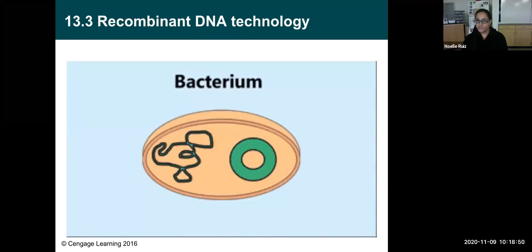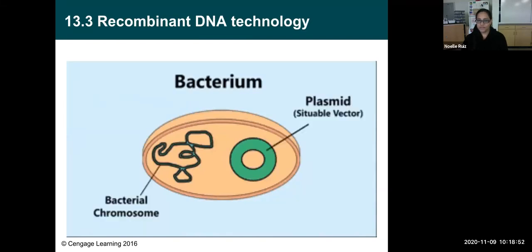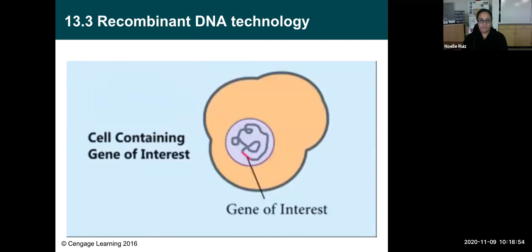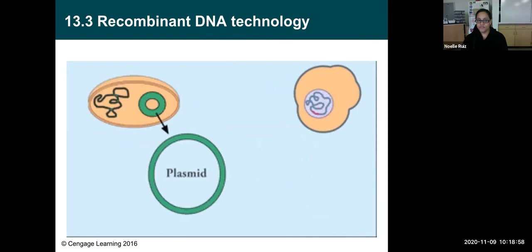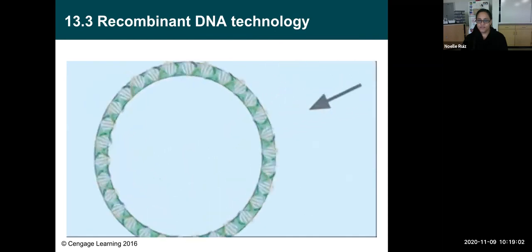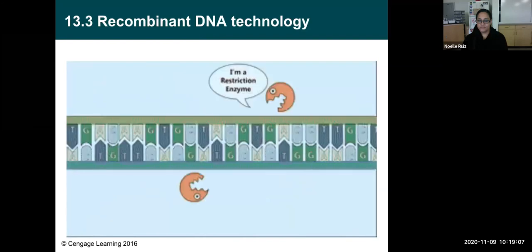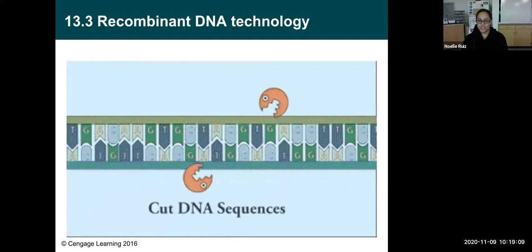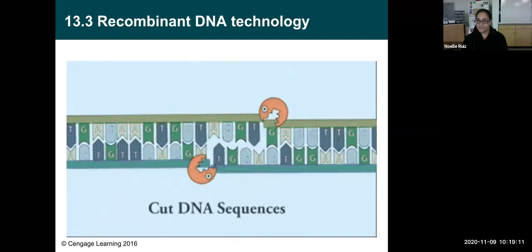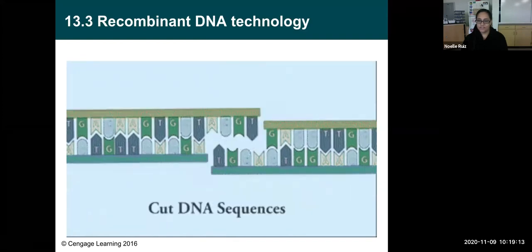So this is just a GIF that goes over it. You have the bacterium, then you have the plasmid. Then you have the cell containing the gene of interest, it's a completely different cell. Cut a strand out. And then the restriction enzyme comes, cuts its DNA sequences, opens the sticky ends up.